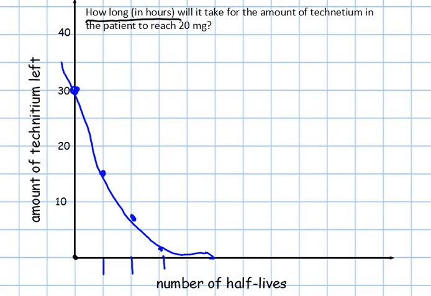We want to know when the technetium is down to 20. So that's going to happen somewhere right in there. Well, this line here that I just graphed is the line y equals 20. And the easiest way for us to solve for that point is to do it on our graphing calculator. We want to find that point of intersection.